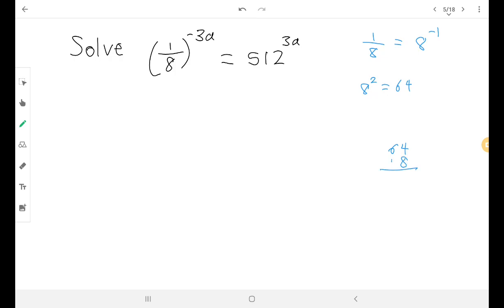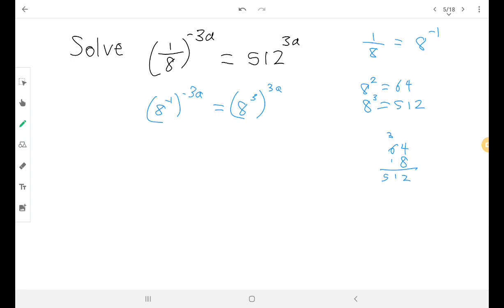Let's see what we get. 8 times 4 is 32. That's a good start. Carry the 3. 8 times 6 is 48. Plus 3 is 51. So 8 to the third is 512. So we can write these both as power of 8, which is really nice. So this is 8 to the negative 1 raised to the negative 3a, sorry, equals 8 to the third raised to the positive 3a.